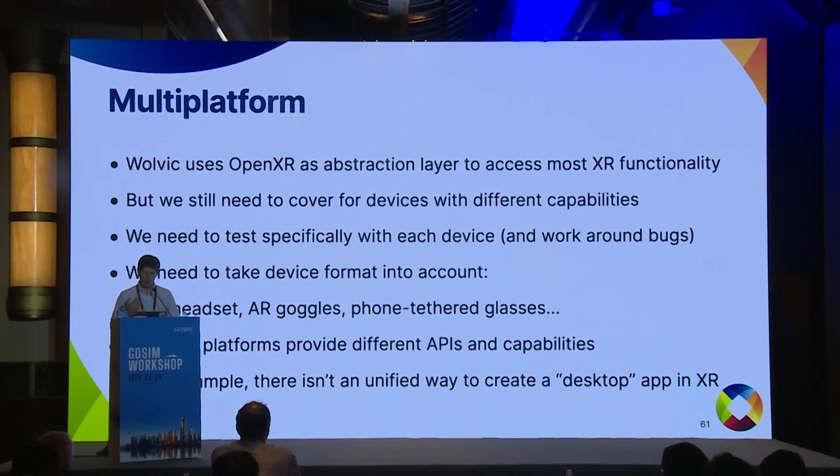So we need to test specifically with each different device. We need to identify bugs that they might have or differences in behavior that they might have. We need to work around their different device formats because some of these devices are headsets that you wear on your head, and others are augmented reality glasses that let you see the world behind. Others are glasses, but are tied to or connected to a regular phone. So there's a lot of variety in the devices that we cover, and we need to test them all. Even if we have functionality and libraries that make it easier for us as developers.